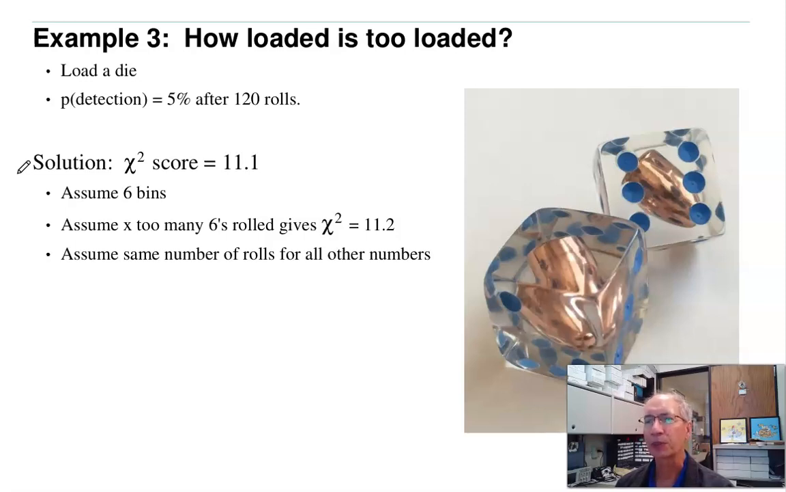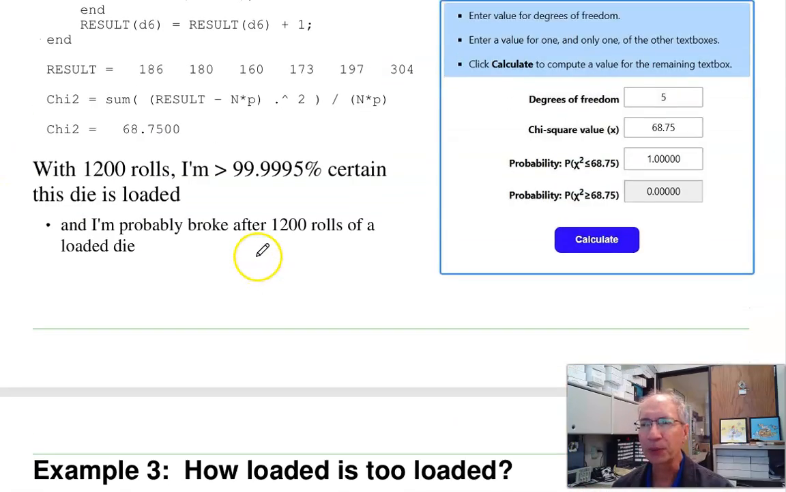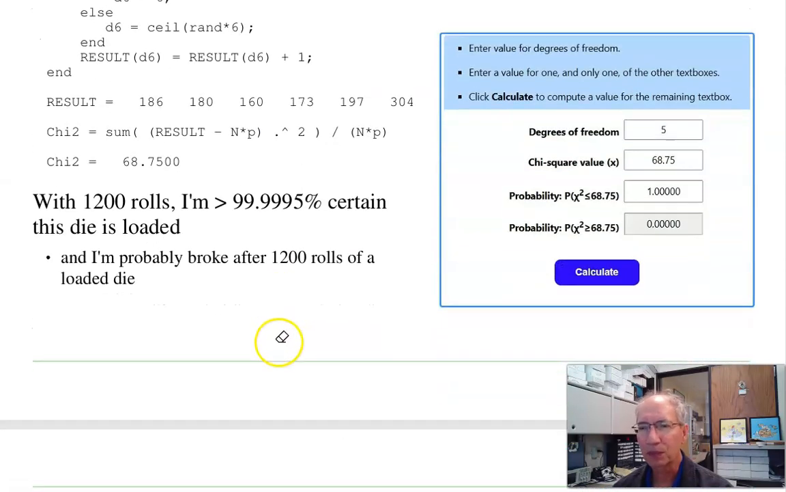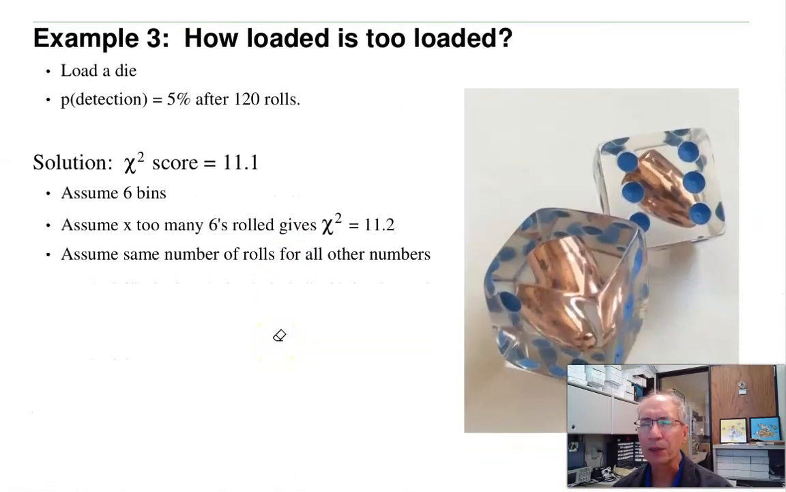Let's assume 120 rolls. So if I have 6 spins, a 95% chance of getting caught, I need a chi-square score of 11.1. That's from the chi-squared table. Again, going back to the chi-squared table, I've got this number right here, 11.07, 95% chance that the die is loaded, 5% chance, well, 95% chance of getting caught. Or that from the results I can tell that the die is loaded with a probability of 0.95.